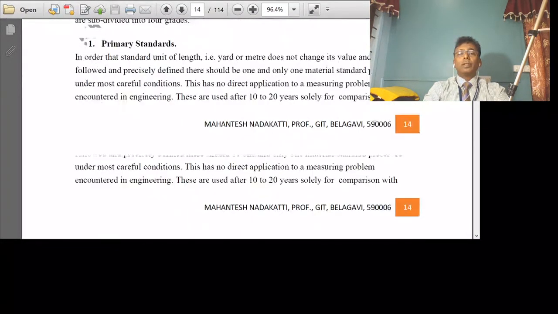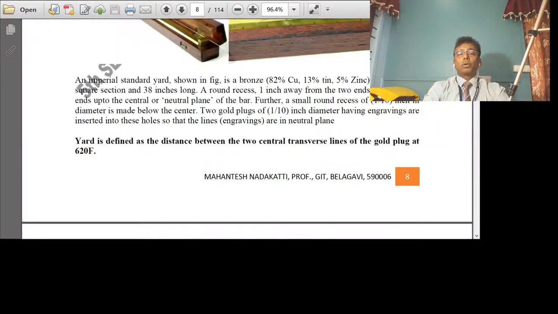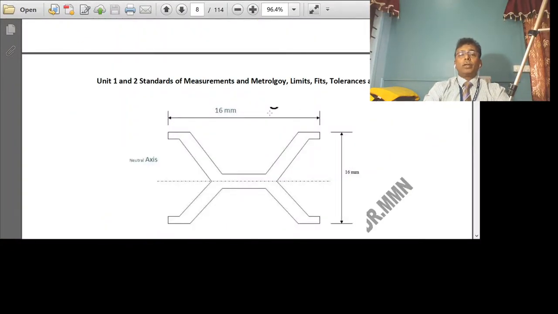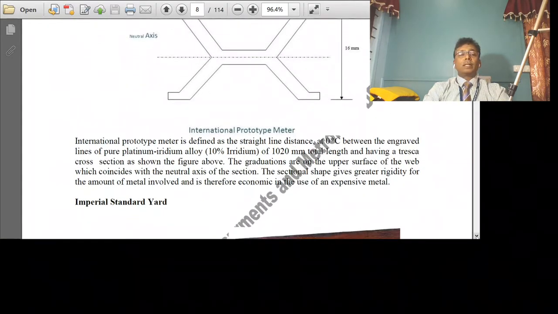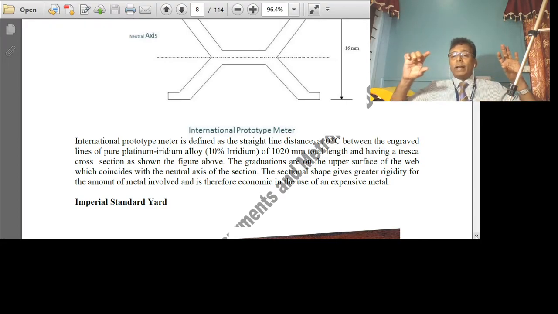Nevertheless, I can show you the international prototype meter and standard yard. Have a look. This is the international prototype meter. Wherein you need to mention the 16mm width, 16mm height, and then define what the international prototype meter is, whether it is a line standard. International prototype meter is defined as the straight line distance at 0 degree centigrade between the engraved lines of the pure platinum iridium alloy, that is 10% iridium, of 1020mm total length, having a Tresca cross section.